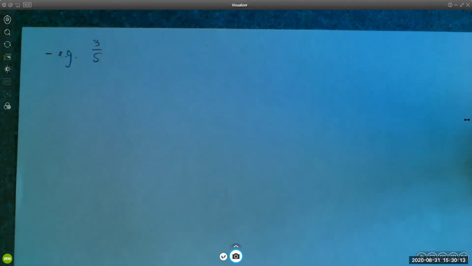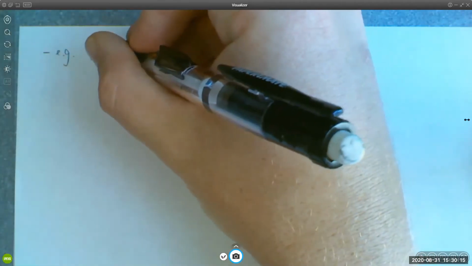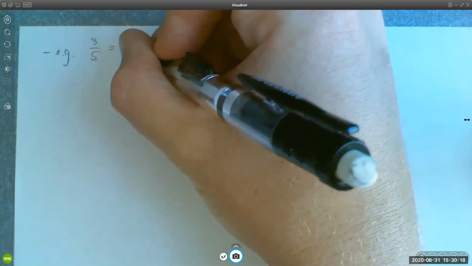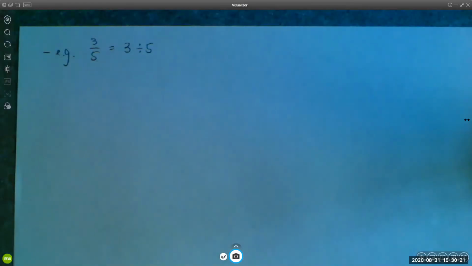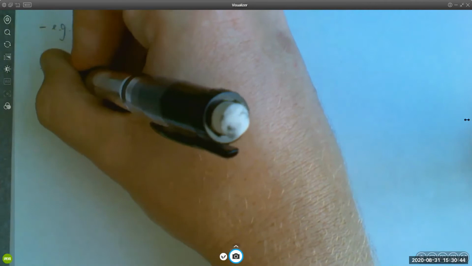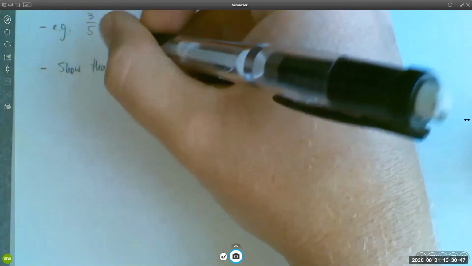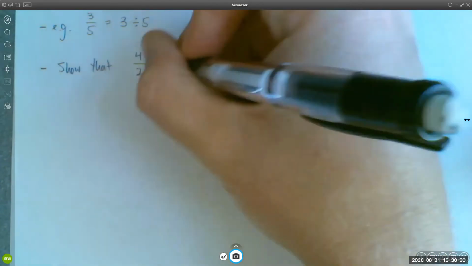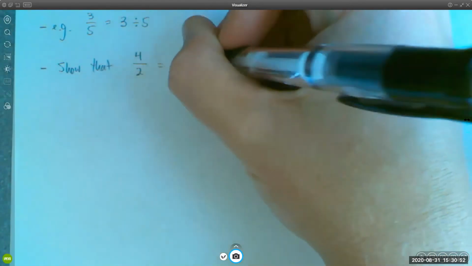But I'm going to give you another way to think about 3/5, and that is that 3/5 is the same thing as 3 divided by 5. So if you take 3 units and split those 3 units into 5 equal parts, the place that you land on is 3/5. To show you this, I'm actually going to give you a couple of slightly easier examples first. So let's show that 4/2 is the same as 4 divided by 2.